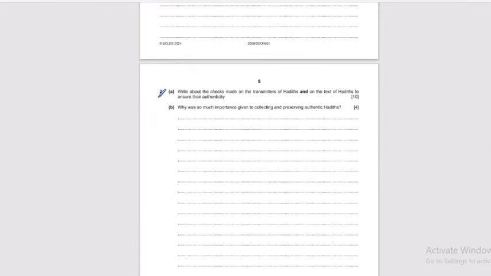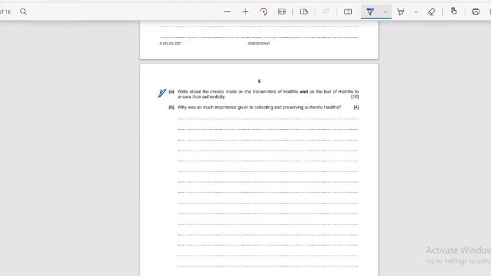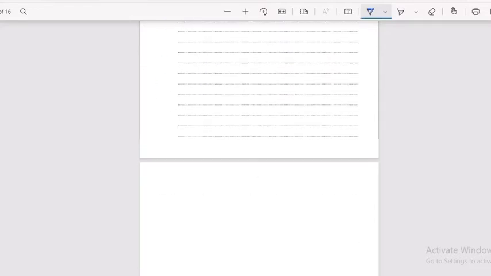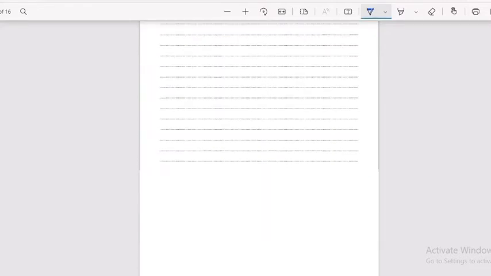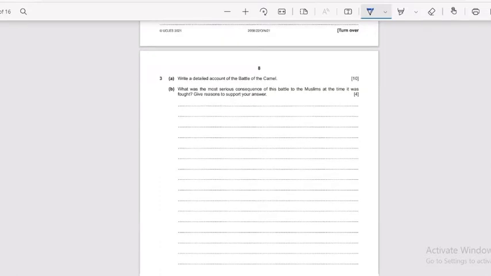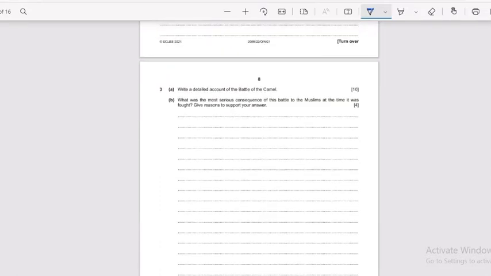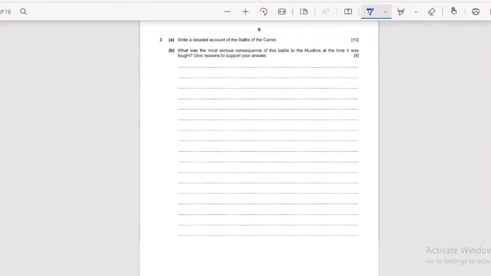Now let's talk about the compulsory question. Question number 2, from the history and importance of hadith: write about the checks made on the transmitters of hadith and on the text of hadith to ensure their authenticity. And now let's talk about the rest of the questions. Now we come to the optional questions. Question 3 says, write a detailed account of the Battle of the Camel. So this question is from the rightly guided caliphs.